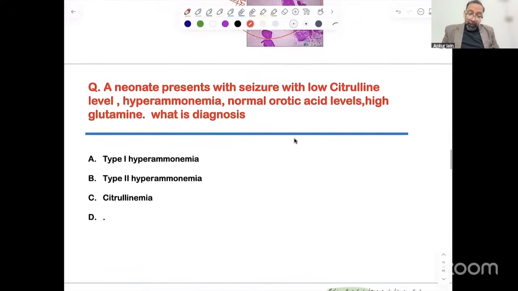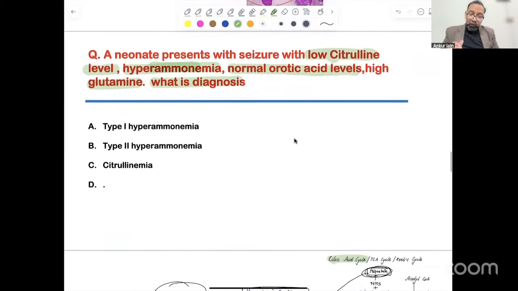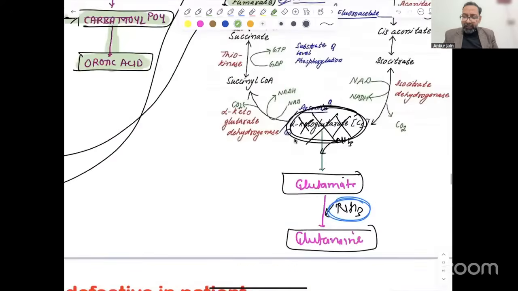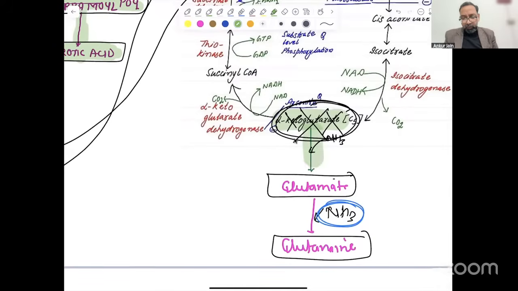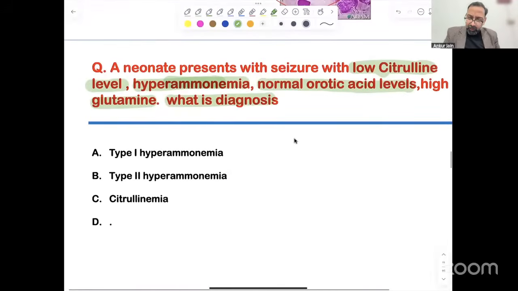A neonate presents with low citrulline level. Citrulline level is low. Again, I need your support here. Normal orotic acid level, high glutamine. What is the diagnosis? Hyperammonemia. In hyperammonemia, wherever ammonia is increased, it binds with alpha-ketoglutarate to form glutamate. Again it binds with ammonia to form glutamine. In urea cycle defect, glutamine is increased. So this is not a problem for us.